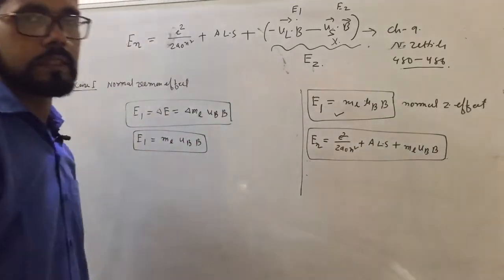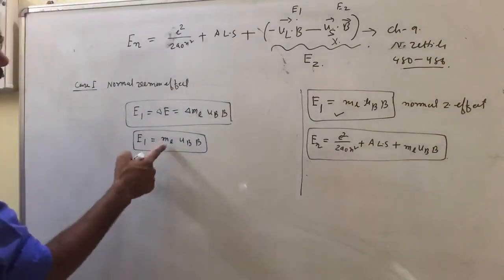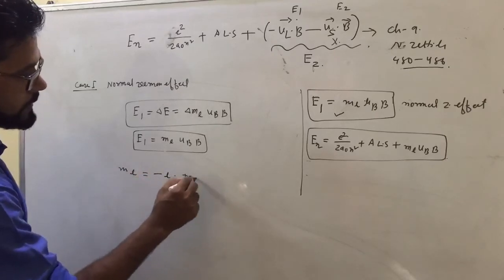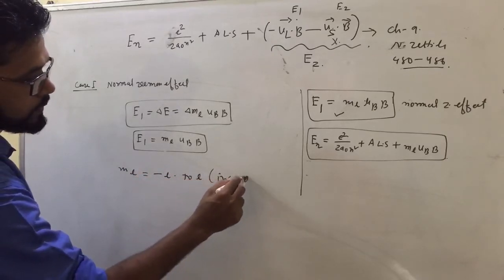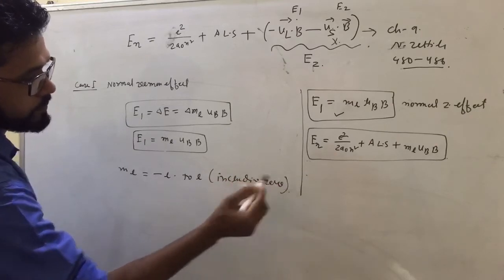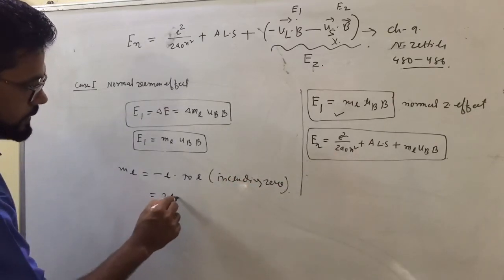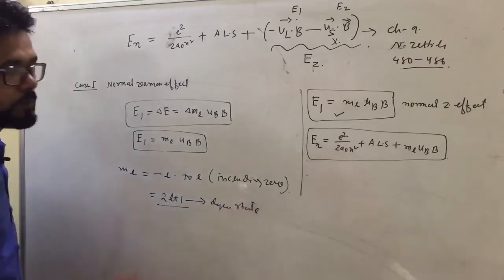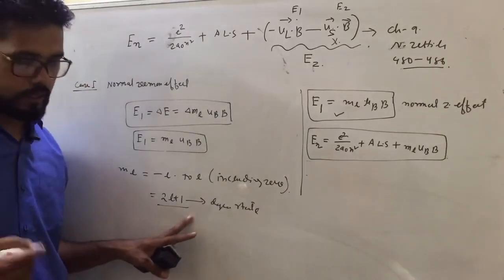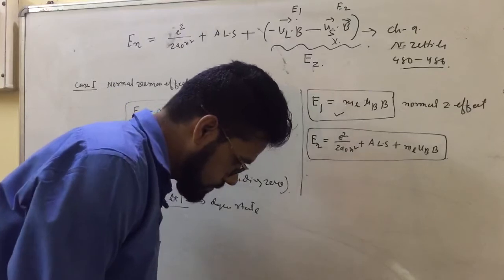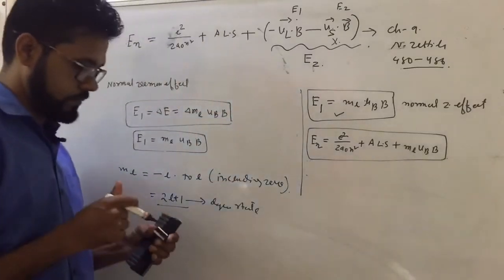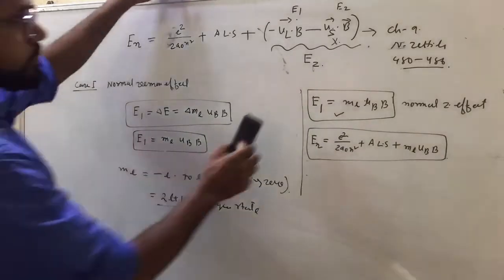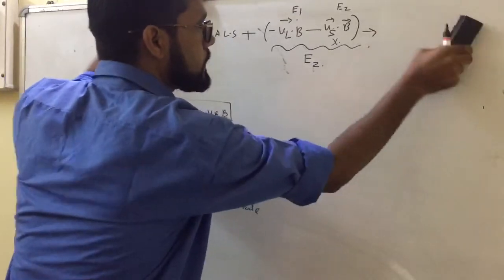You have studied this in atomic physics as well as quantum mechanics. Now what is the value of ml? ml takes values from minus L to plus L, including 0. Remember, including 0. So the total number of values is twice L plus 1. This is known as the degenerate state. The degeneracy of the normal Zeeman effect is twice L plus 1. Clear? So remove this part again.